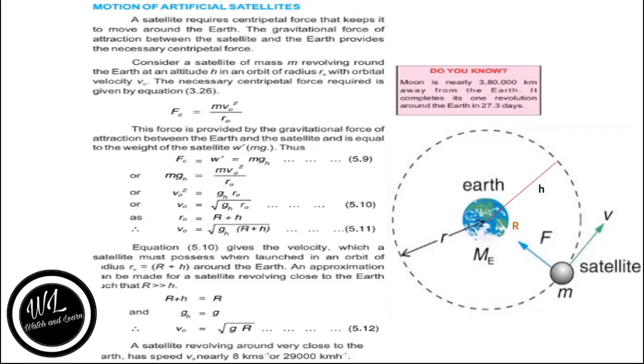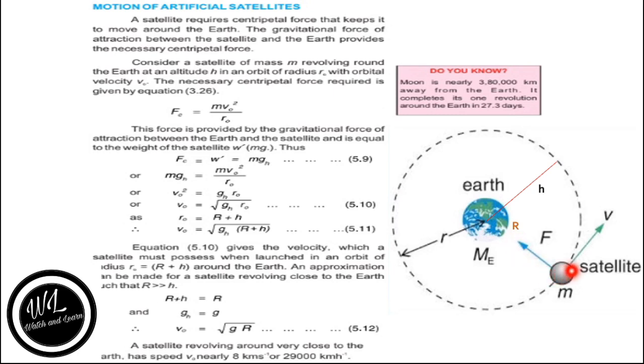Next, what is the motion of artificial satellites, or we can also say, derive the mathematical relation of orbital velocity. As we know, a satellite is revolving around the earth in a circular path. If a body wants to keep its motion in a circular path, it must have a centripetal force. Why is it moving in a circular path? The gravitational force of attraction between the satellite and the earth provides the necessary centripetal force.